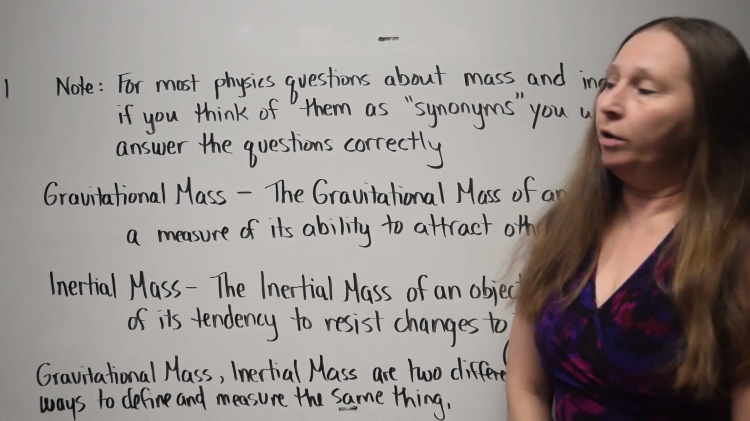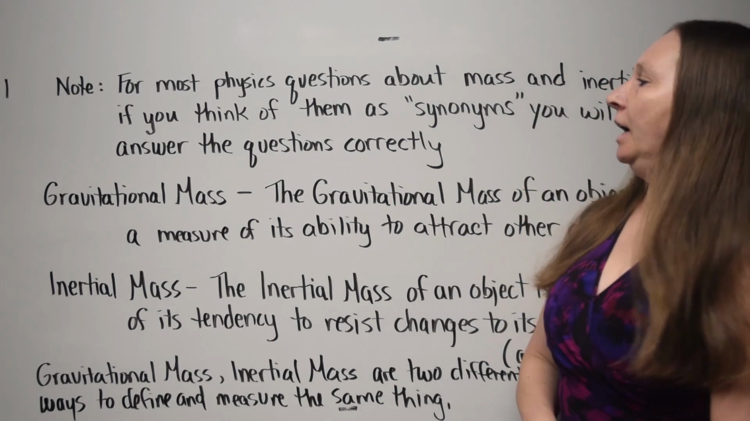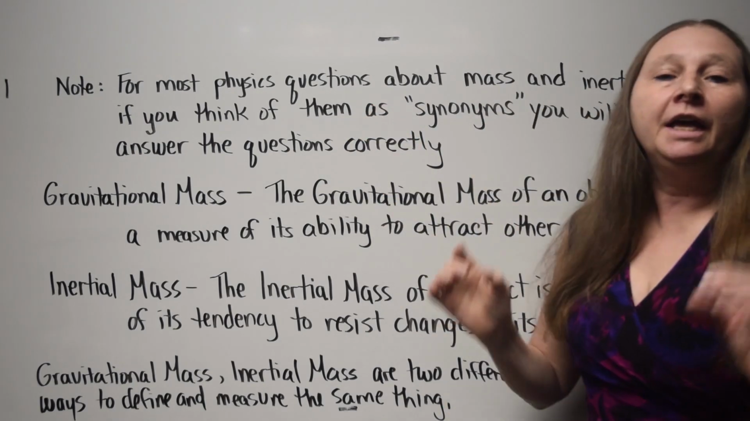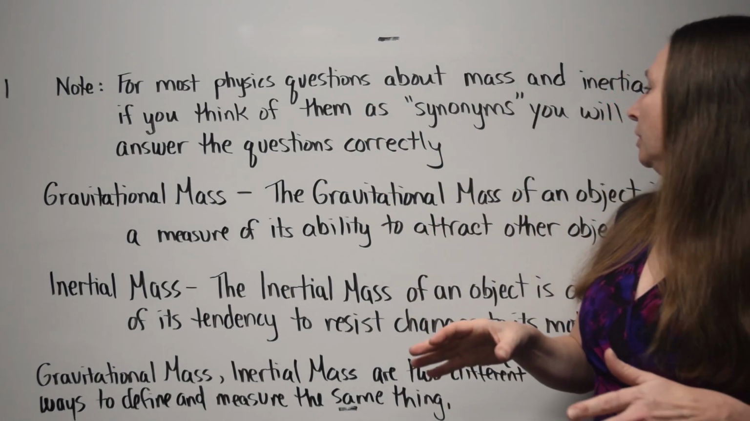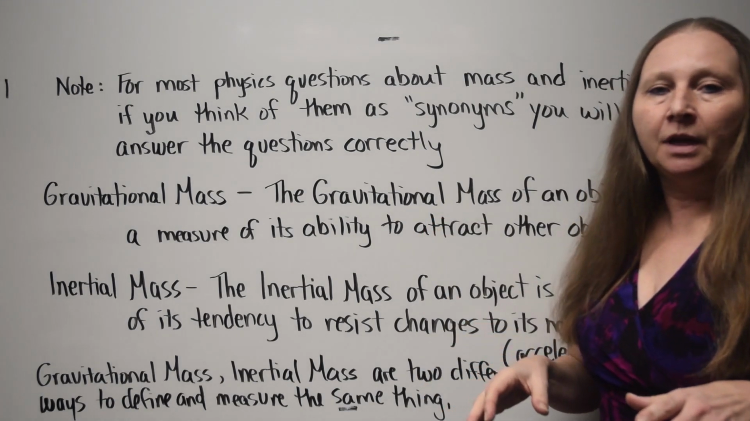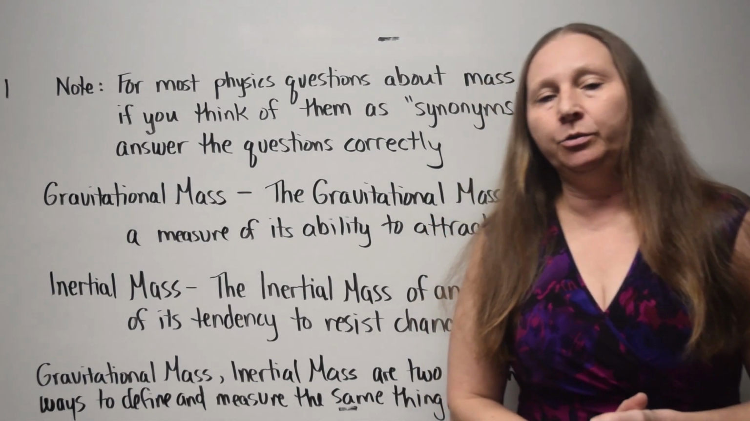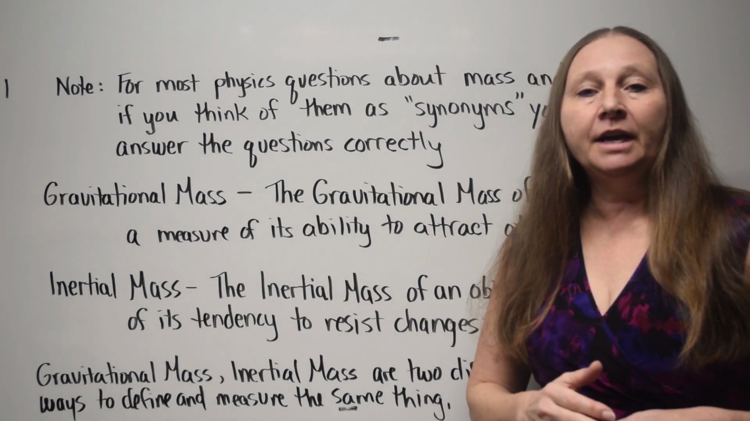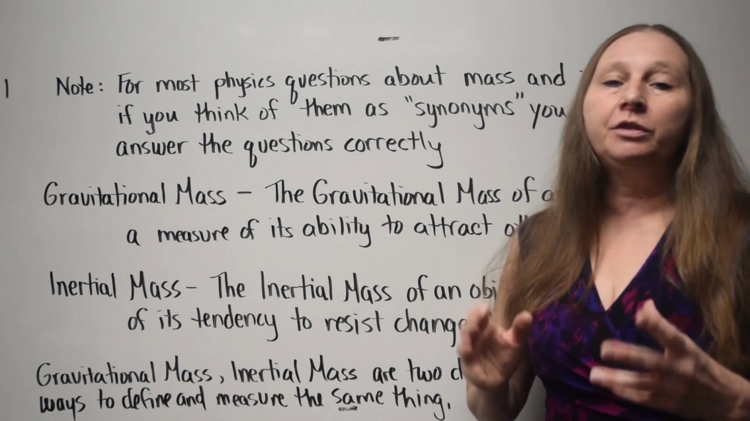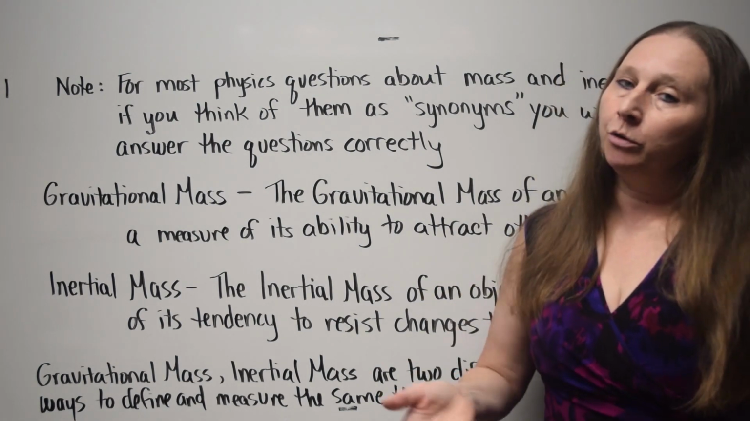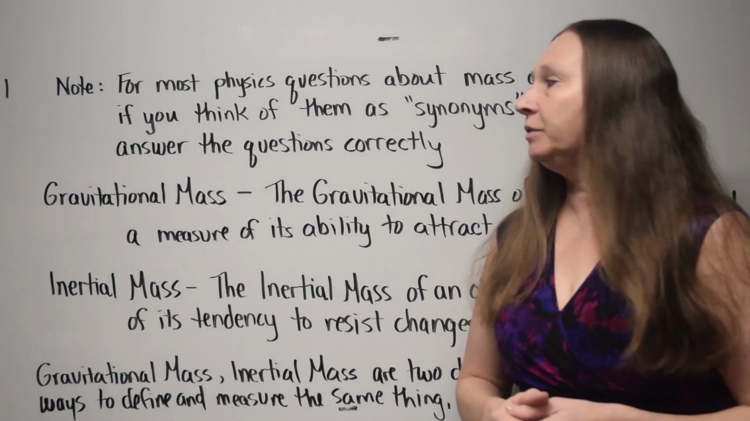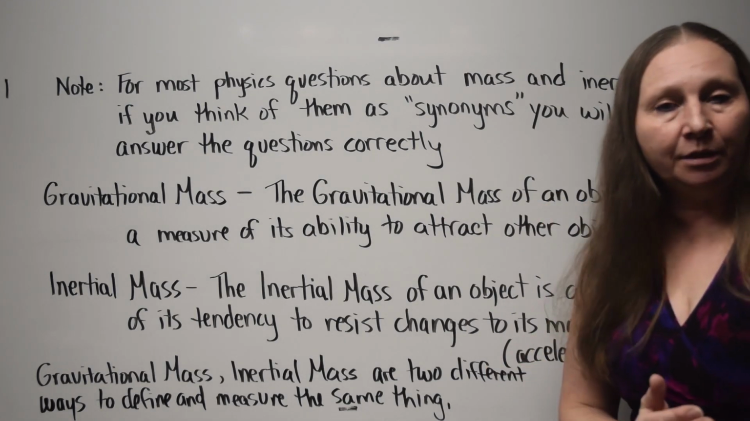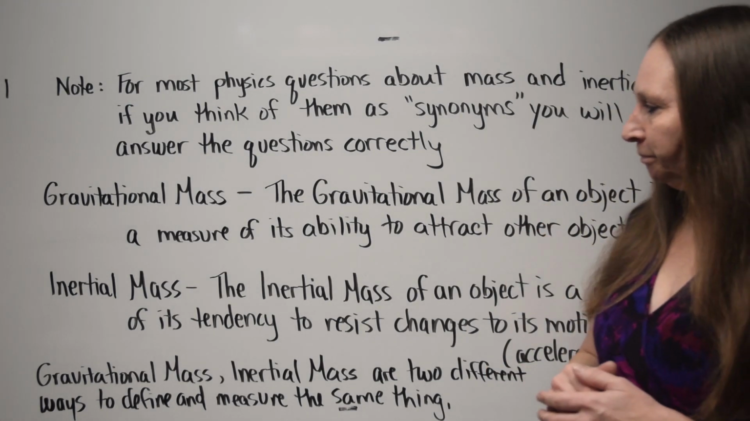On the previous board, we talked about mass and inertia, and I just wanted to make a note that for most physics questions about mass and inertia, if you think of them as synonyms, you will answer those questions correctly. That is similar, for example, to chemistry, where if you think of the word temperature and the phrase average kinetic energy as synonyms, you get most of those questions correct. So any questions about mass or inertia, think of the 2 of them as synonyms, and you will get those questions correct.